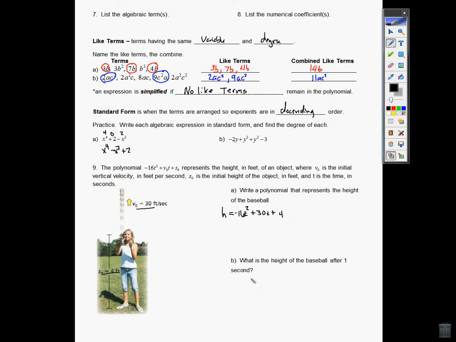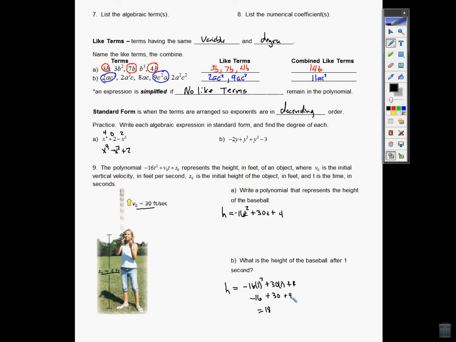So awesome, cool, b gives me the time. So now in my equation I can fill in my last variable and solve. T is going to be a 1. 30 times 1 plus 4. Cool. So this is going to be negative 16. And 30 times 1 is 30. It's a 4. And then plus 4. Altogether, 18. What does that mean? It means after 1 second, the baseball is 18 feet high.